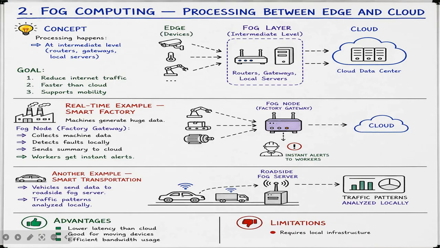Because processing is done closer than the cloud, the response time is quicker and it avoids the long distance communication delays. And third is it supports mobility, that is, fog computing can handle moving devices like vehicles or mobile users. Therefore it provides a continuous service even when the location changes.